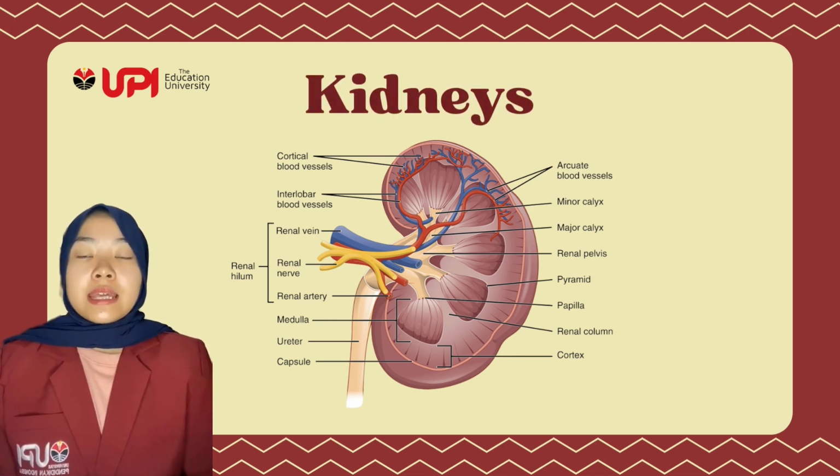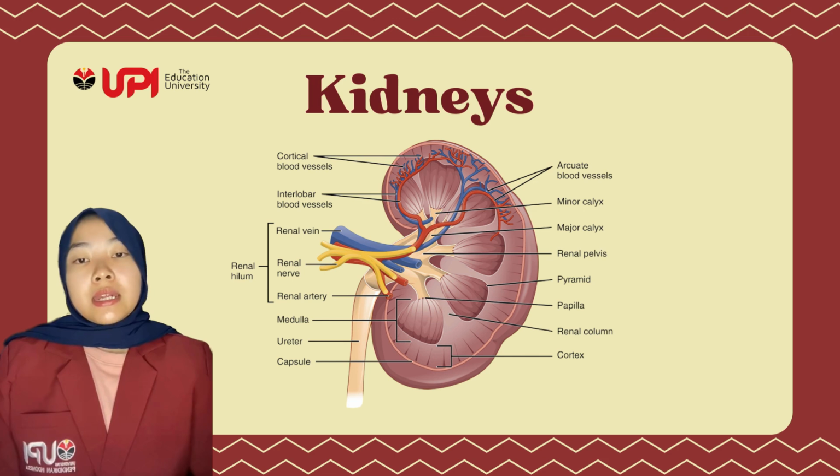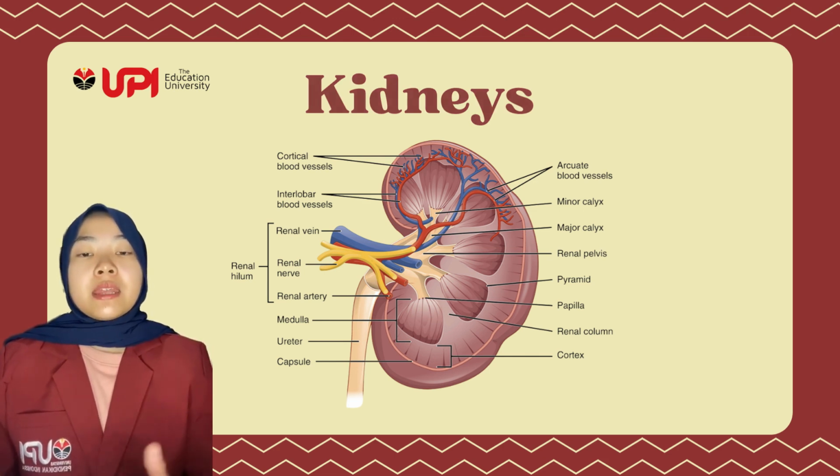As excretory organs, the kidneys function to filter metabolic waste from the blood, maintain fluid balance, excrete excess glucose in the blood, and regulate the balance of acids, bases, and salts in the body.